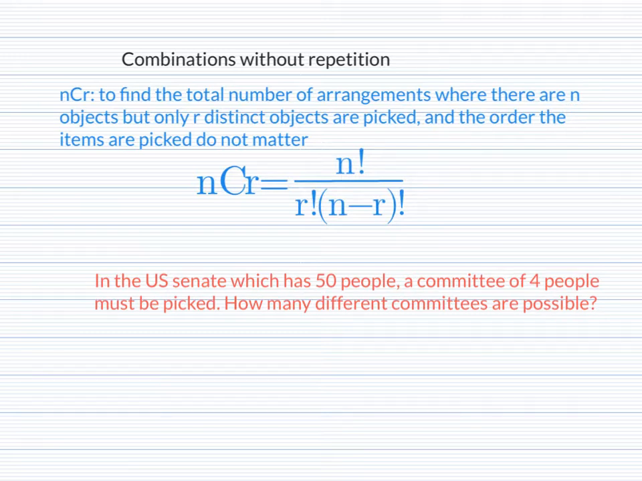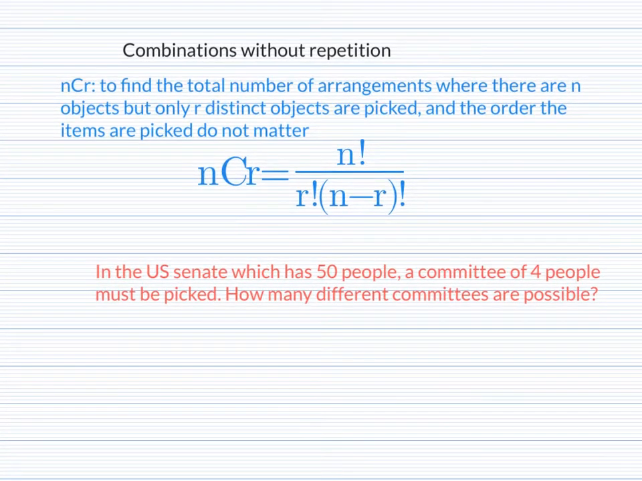Here's our example. In the U.S. Senate, which has 50 people in it, a committee of 4 people must be picked. How many different committees are possible? So our n here is going to be 50. So let's say n equals 50. And our r is going to be 4.